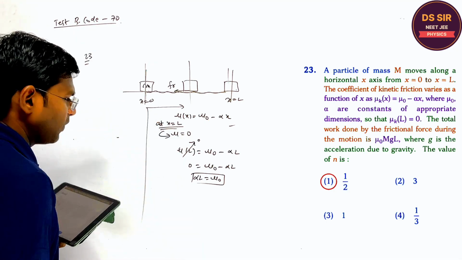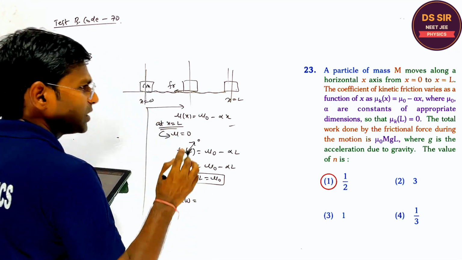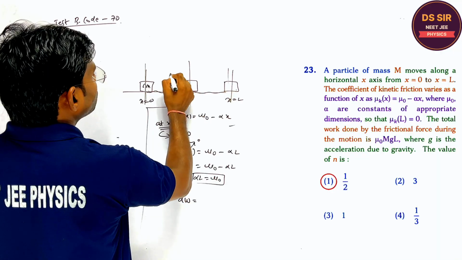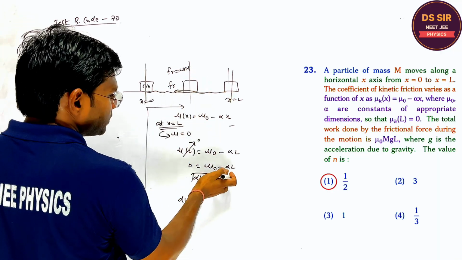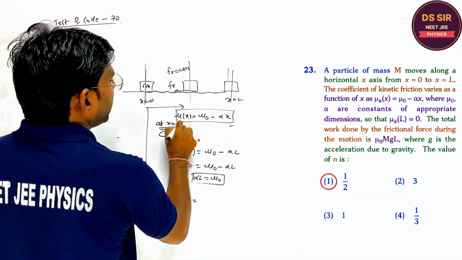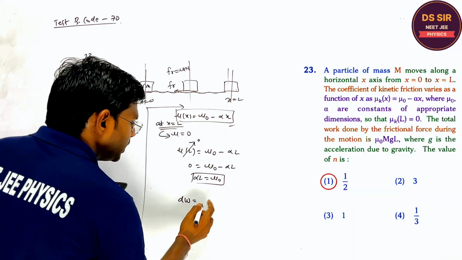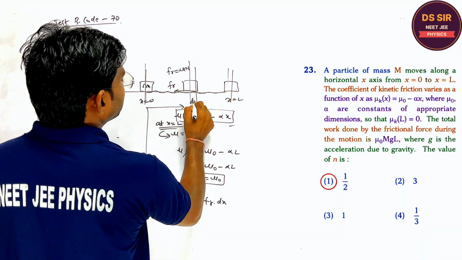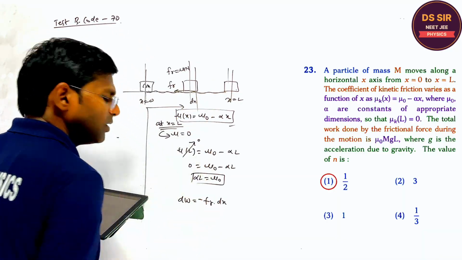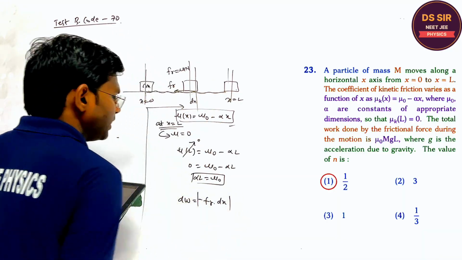Now we have to find the work done, because the friction force is variable. Friction force is what? Say μN. And what is μ? The μ is variable. And what is N? N is mg. So dW is equal to what? Friction into dx, the elemental displacement if we consider dx. Although the work will be negative, I am finding the magnitude.